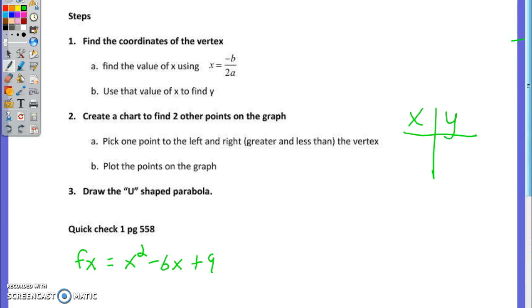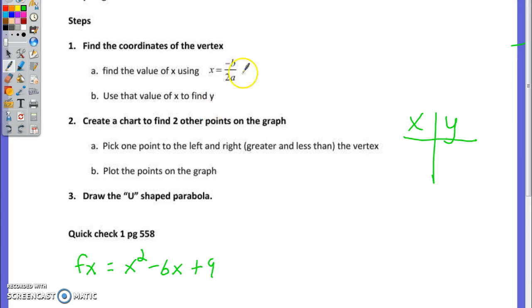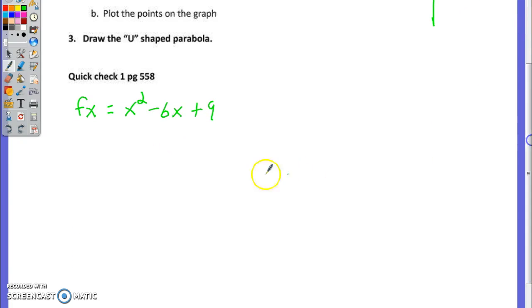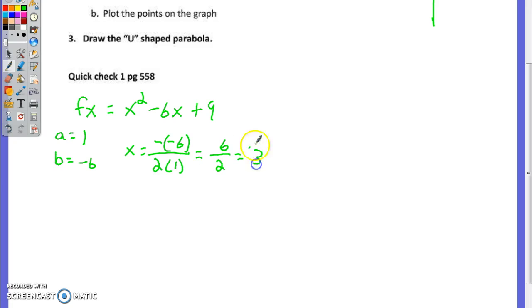Should be what we did yesterday. So we are going to find the value of x using negative b over 2a. We first have to identify our a and our b. If we look at this, our a is right here. You don't see anything there, so we know that that's a 1. And our b will be negative 6. So we take that into our equation. x equals negative 6 over 2 times our a, which is 1. And we solve for that. So negative negative 6 is a positive 6 divided by 2. And 6 divided by 2 equals 3. So our x value of the vertex is 3.